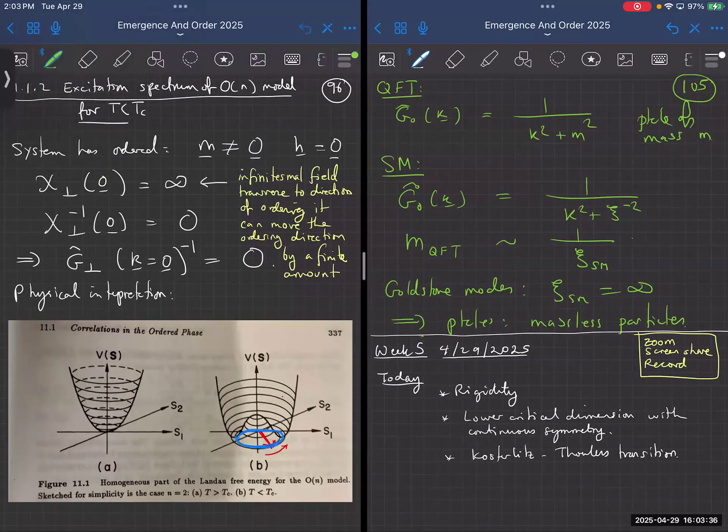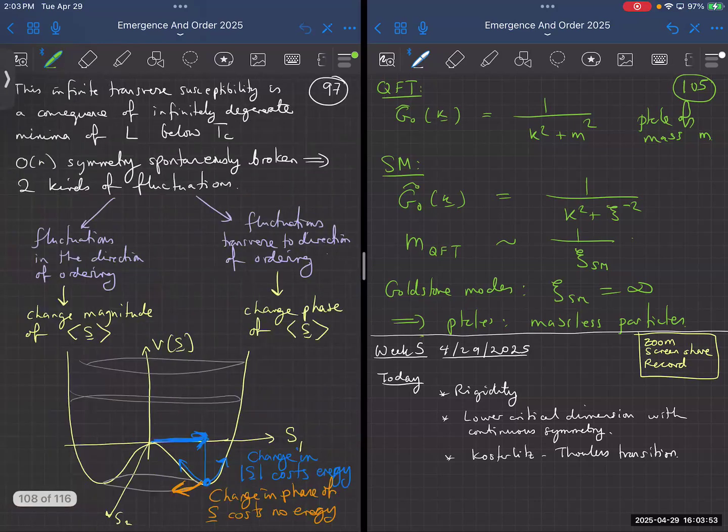Okay, what we were doing last time was we were looking at ordering in systems with a continuous symmetry, just as you can see there on the left-hand side of the screen. And what was special about it was the fact that it has an infinitely degenerate ground state. And what we saw last time, I'm not going to go through all the calculation, but what we saw was that there were two types of excitations.